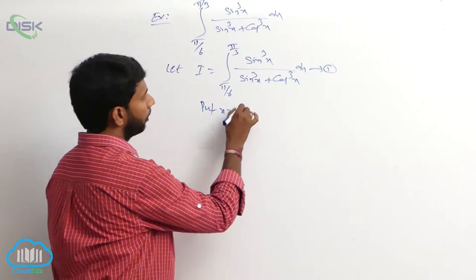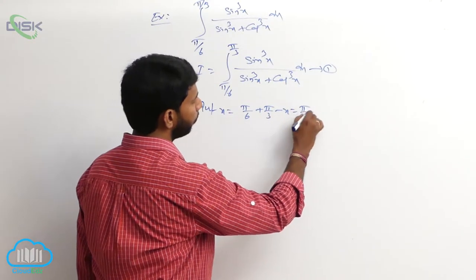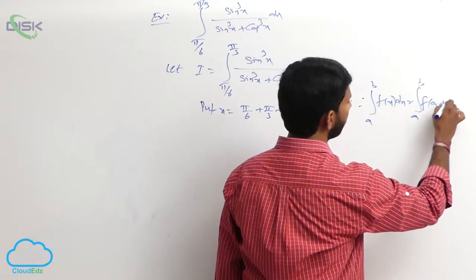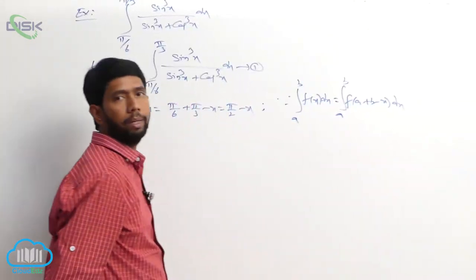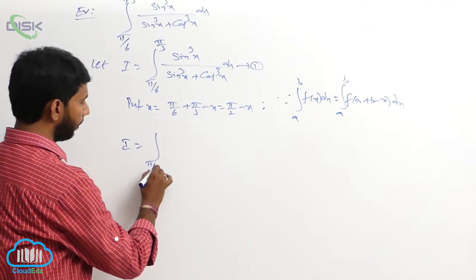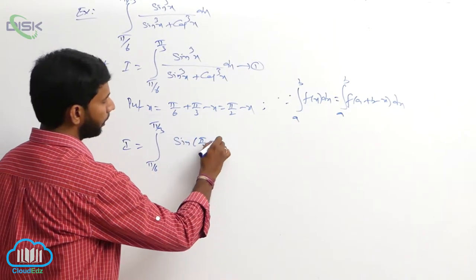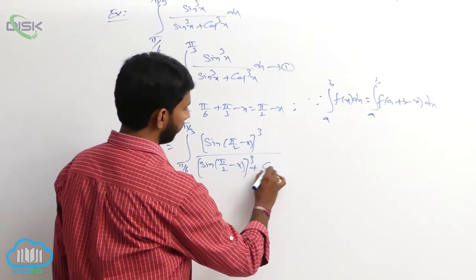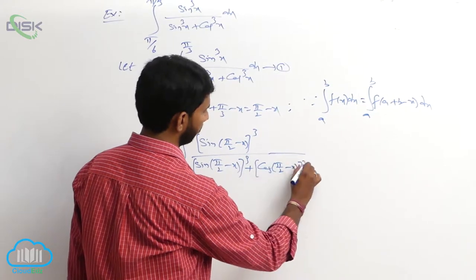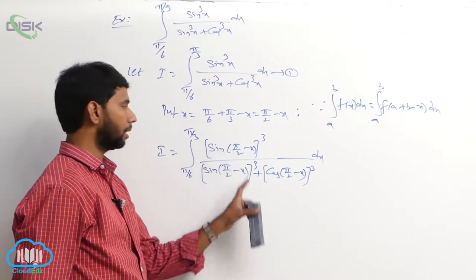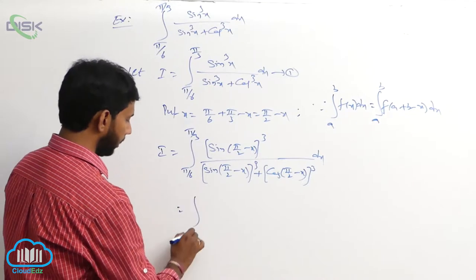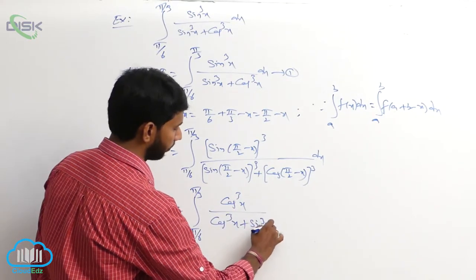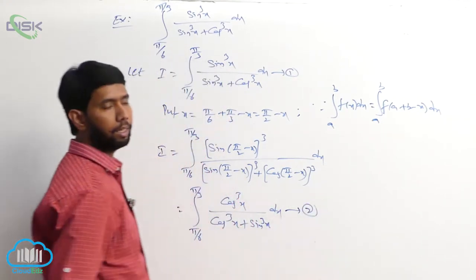Put x is equal to pi by 6 plus pi by 3 minus x, that is pi by 2 minus x, since the integral from a to b of f of x dx is equal to the integral from a to b of f of a plus b minus x dx. So I is equal to the integral from pi by 6 to pi by 3 of sin of pi by 2 minus x whole cube by sin of pi by 2 minus x whole cube plus cos of pi by 2 minus x whole cube dx. Sin of 90 minus theta is cos theta, and cos of 90 minus theta is sin theta. That is the integral from pi by 6 to pi by 3 of cos cube x by cos cube x plus sin cube x dx, considered as equation number 2.